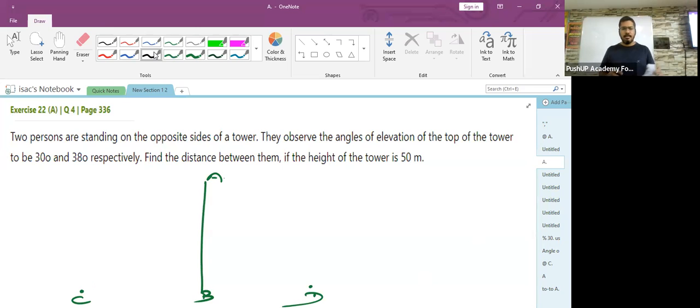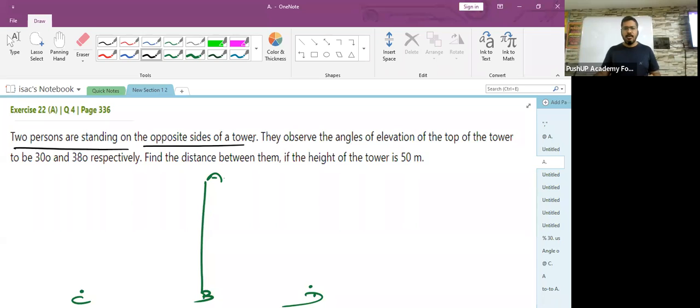Now, is it going with the question? Two persons are standing on the opposite sides of a tower. Yeah, it's going perfectly with the question. AB is the tower. One person is standing at point C and the other person is standing at point D, and they both happen to be on the opposite sides of the tower. One is on the left side, one is on the right side.